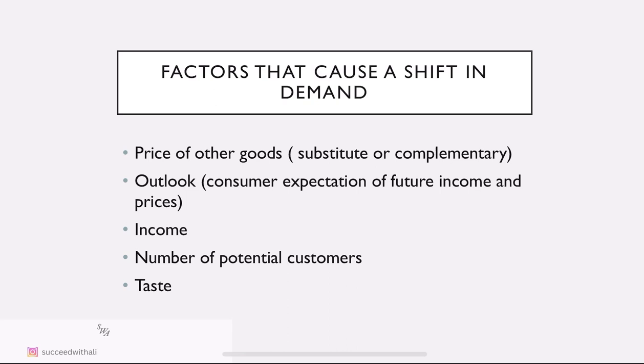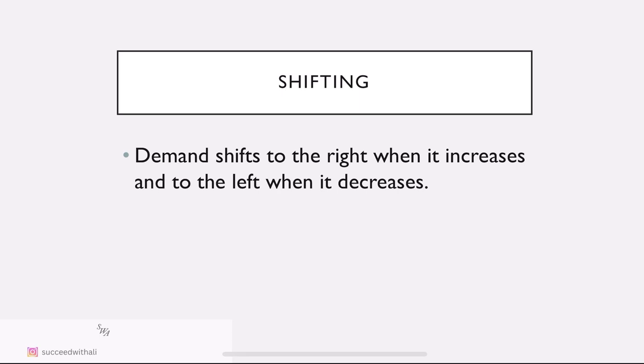Factors that cause a shift in demand: price of other goods, like substitute goods or complementary goods; outlook, the consumer expectation of future income and prices; income, of course; the number of potential customers; and the customers' taste. Demand shifts to the right when it increases and to the left when it decreases. Of course, we're talking about the graph.